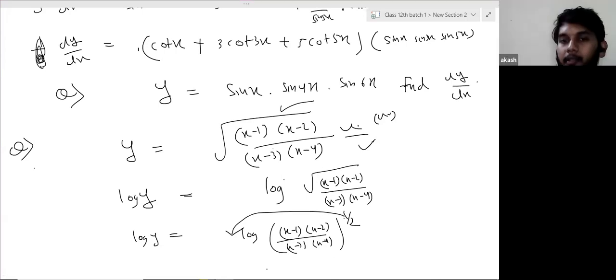Then again, this is m into n upon p into q. So you can use the product and division rule again. So this will all be converted into addition and subtraction. And then differentiation of this will be very simple. All right. So please try to solve this one further.